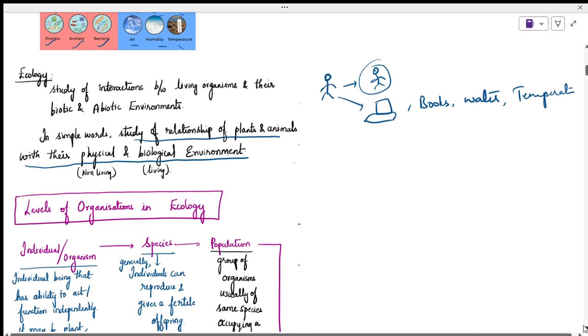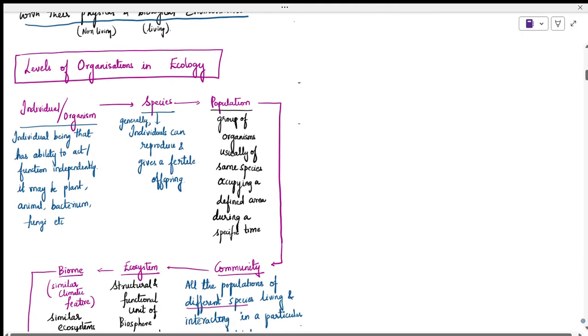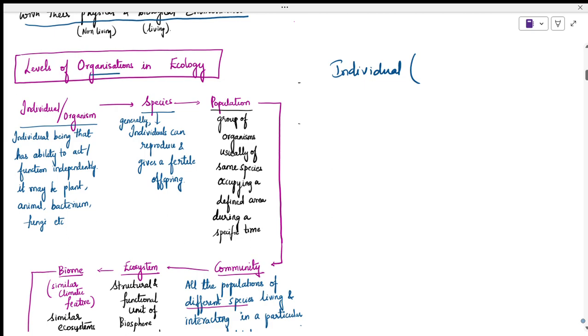So we are speaking about ecology. So levels of organization, I told that from individual. Individual is nothing but an organism or being which can function or act independently. So it may be a plant, animal, bacteria, fungi, etc.